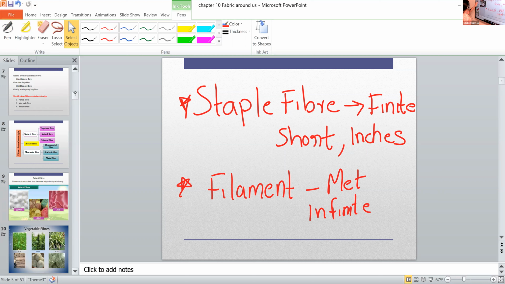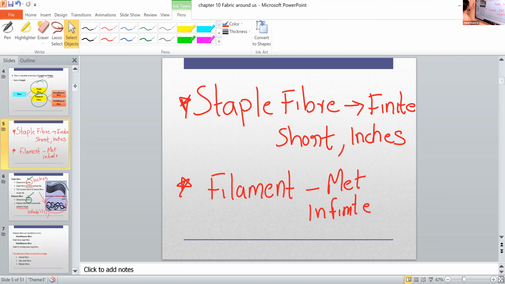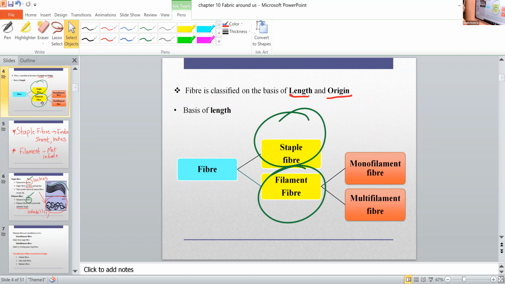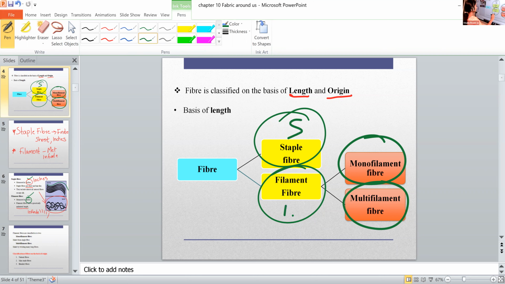Then we divide these filament fibers into two. On the basis of length, we classify the fiber into two, that is staple fiber and filament fiber. And these filament fibers, the long or infinite fibers, we again divide into two: monofilament fiber and multifilament fiber. Staple fiber means short fibers, and filament means long fibers.